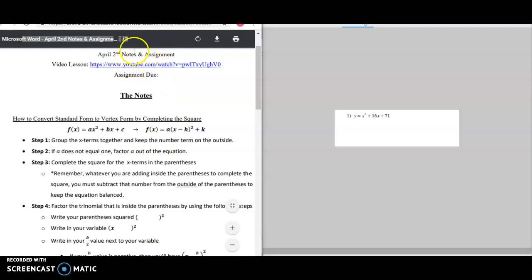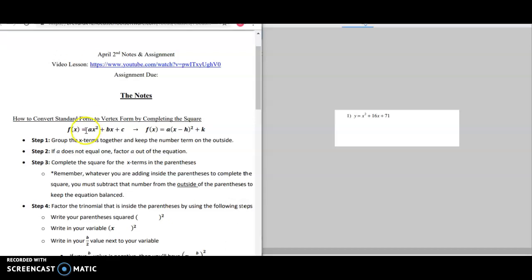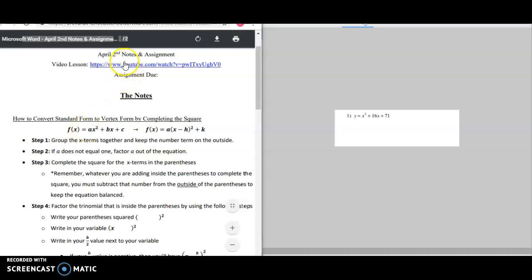So you should have some notes pages that look like this from the web page. Hopefully you've already watched this YouTube video, and as you're watching the video, make sure you're always taking a little bit of notes to help you out with the practice problems, because the practice problems are going to match up with the videos that are posted up here on top.